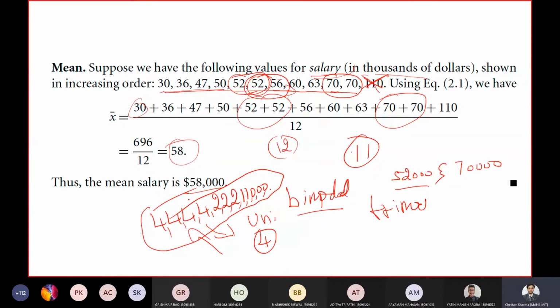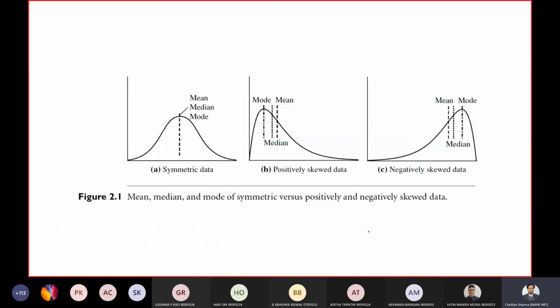There might be any three numbers which are repeated the maximum number of times. For example, 1 1, 2 2, 3 3, 4 5 6. Here 1 is repeated twice, 2 is repeated twice, 3 is repeated twice. So this particular data is trimodal in nature, and the modes are 1, 2, and 3. So a data set with two or more modes is generally called multimodal. So this is with respect to the mode.